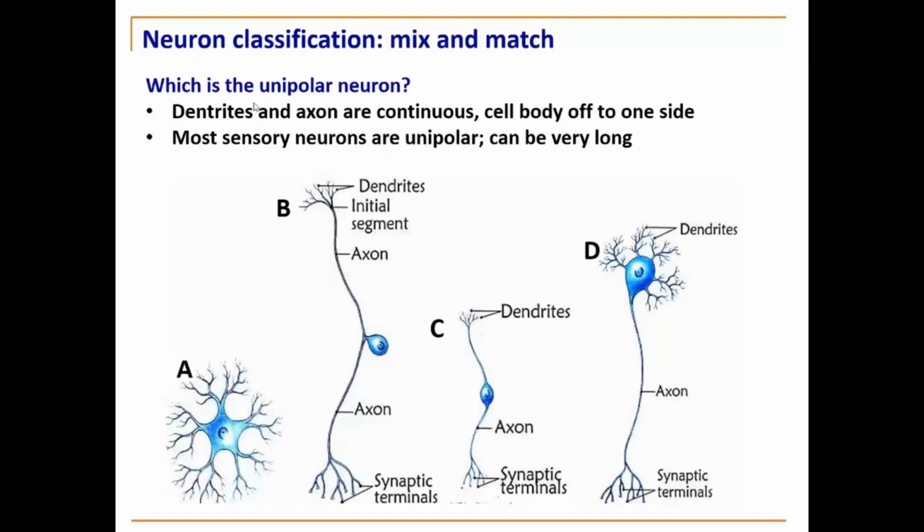So looking at these four, A, B, C, and D, I want you to tell me which one is the unipolar neuron. In a unipolar neuron, the dendrites and axons are continuous, the cell body is off to one side, and most sensory neurons are unipolar. And they can be very, very long. So which do you think it is, A, B, C, or D? The answer is B, and hopefully you got that right.